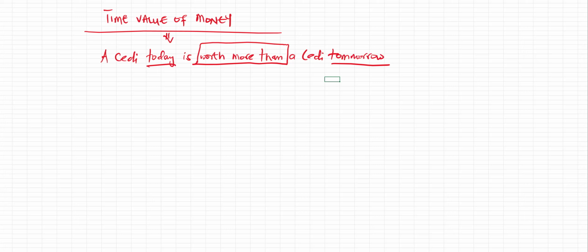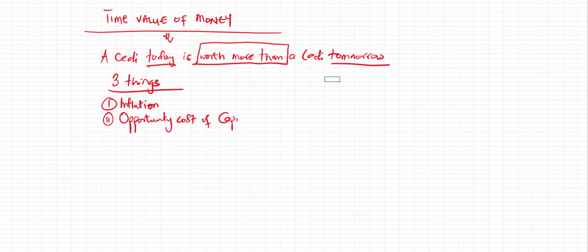Why? Because three things will act upon that money to reduce its value. The first is inflation. What your money can buy today cannot buy tomorrow. Second, opportunity cost of capital. I could have put that 100,000 today into an investment, which will grow to be something better in a year's time than to wait a year until you give me the money. And third, risk. What if you die? What if you lose the money? Anything at all is possible, right?